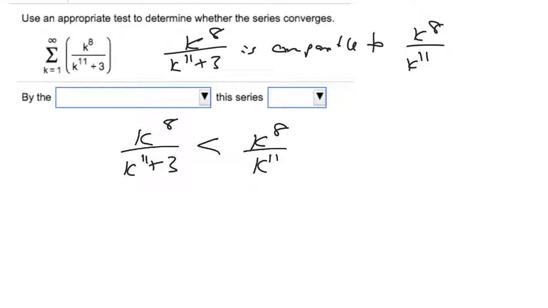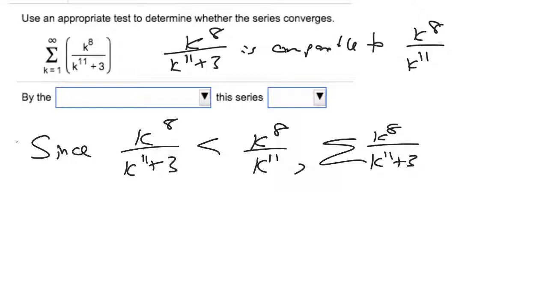So it's not just that it looks similar to it or grows like it when the k's are very large. It's actually less than k to the 8th over k to the 11th for every single value of k, even the small ones. And so that's a much stronger statement. And so that will give us a much stronger result. So let's go with that. And I'll say, since this is always true, that means that the series that I get around the first expression must be no bigger than the series I get using the second expression.